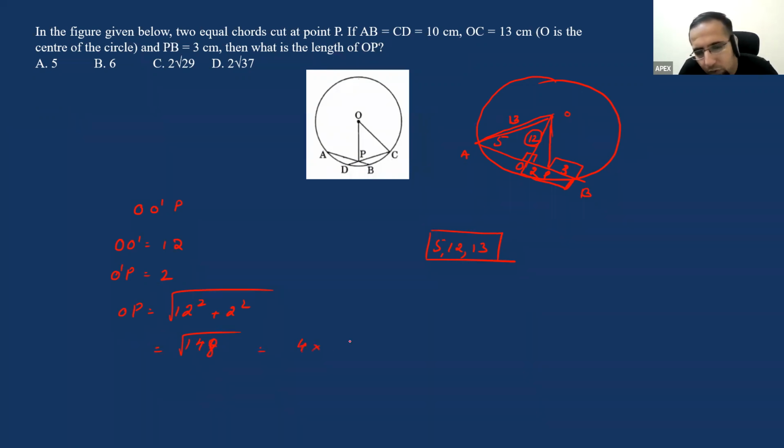148 will be 4 into 37, right? So whole root over. So 4 comes out. This becomes 2 root 37. And therefore your answer becomes option D. So it's a very easy question, but yeah, the way the diagram was made confuses us.